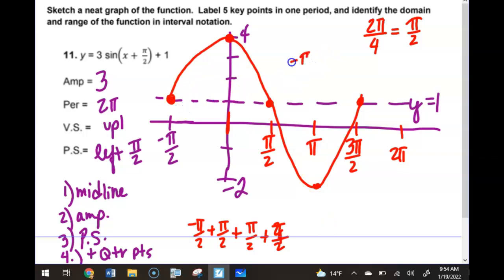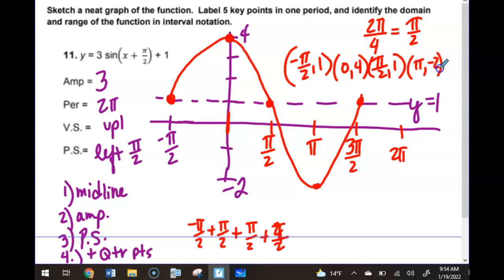Ordered pairs: negative pi over 2, 1; 0, 4; positive pi over 2, 1; pi, negative 2; and 3 pi over 2, 1.